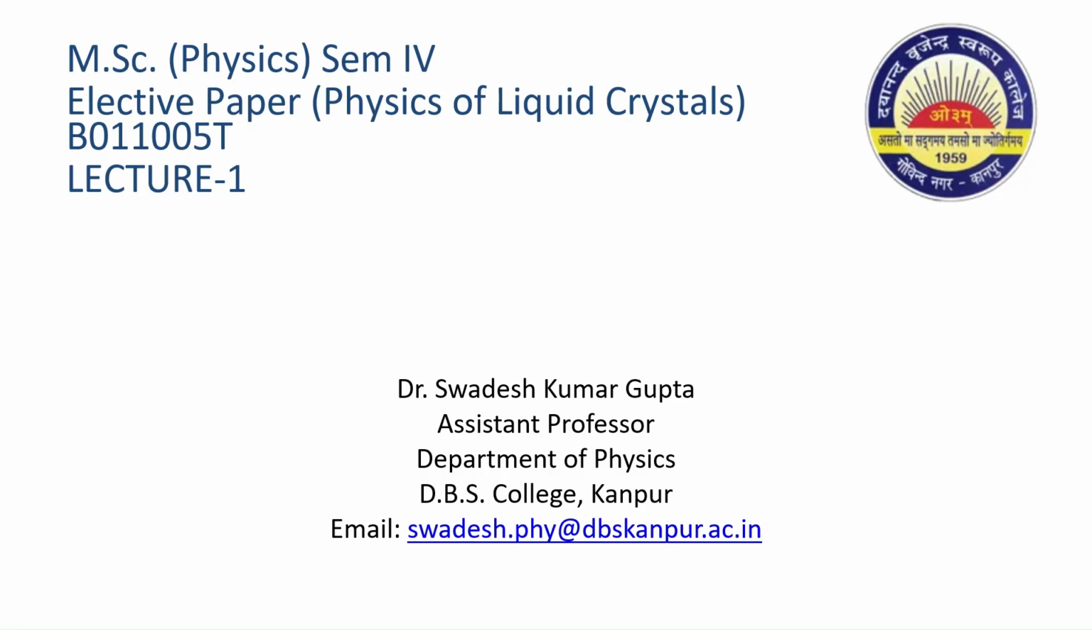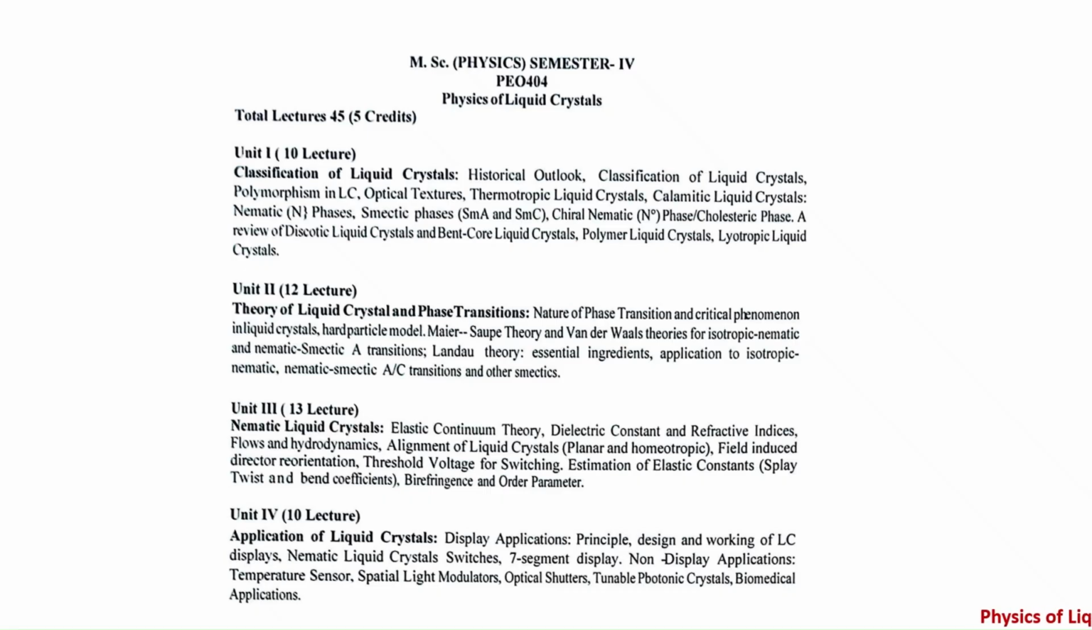Now let's come to the syllabus of this paper. This is an elective paper in M.Sc semester 4. It has 4 units. The first unit contains the classification of liquid crystals, which has a historical outlook, like how liquid crystals were discovered and how they started being used and how they came to devices. All these will be covered in the historical outlook.